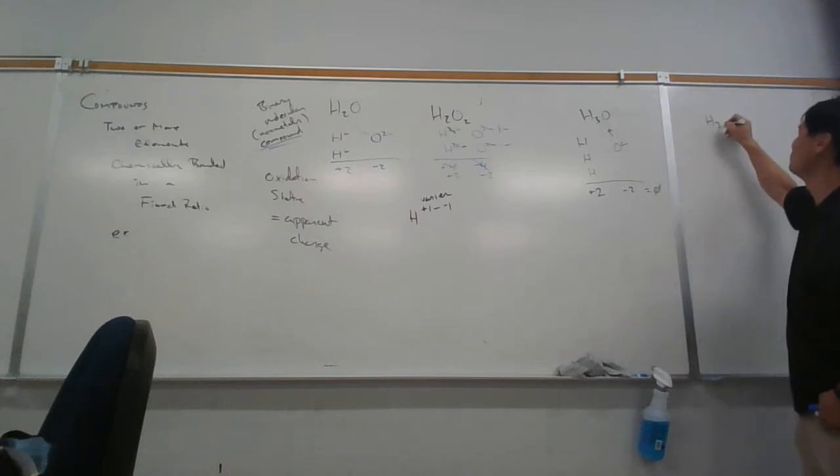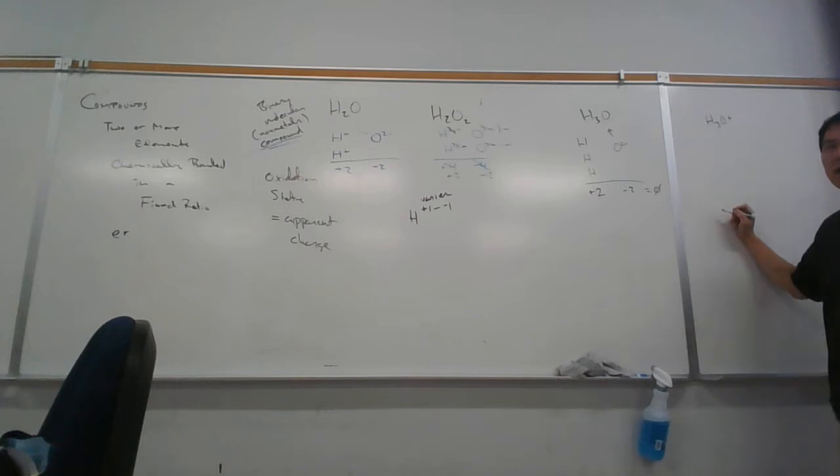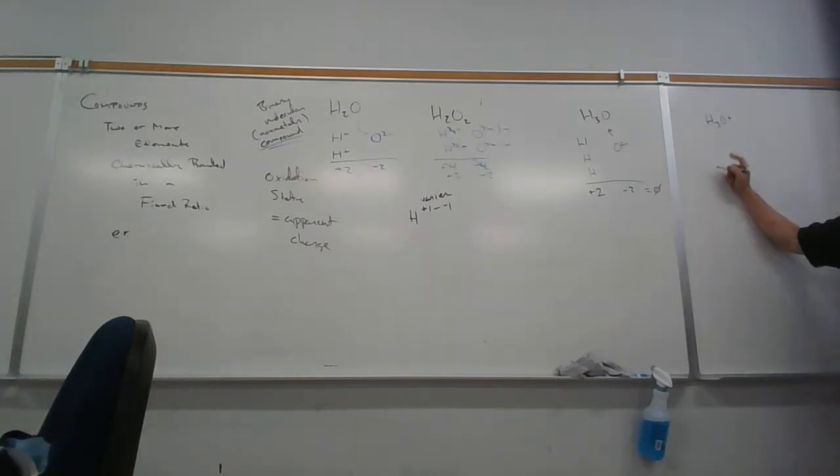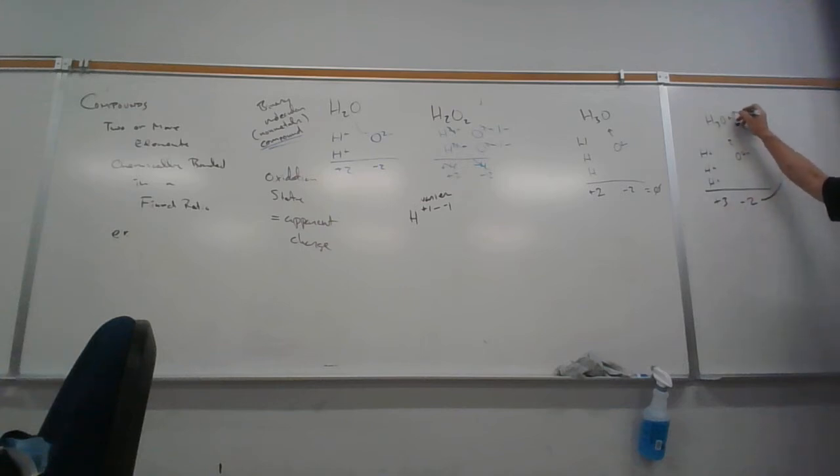However, H3O plus does exist. H3O plus is fine because oxygen is going to be wanting to gain 2, and then hydrogen can lose 1 so that the total is plus 3. So plus 3 minus 2 gives us plus 1. You see? And this is called hydronium. Hydronium exists.